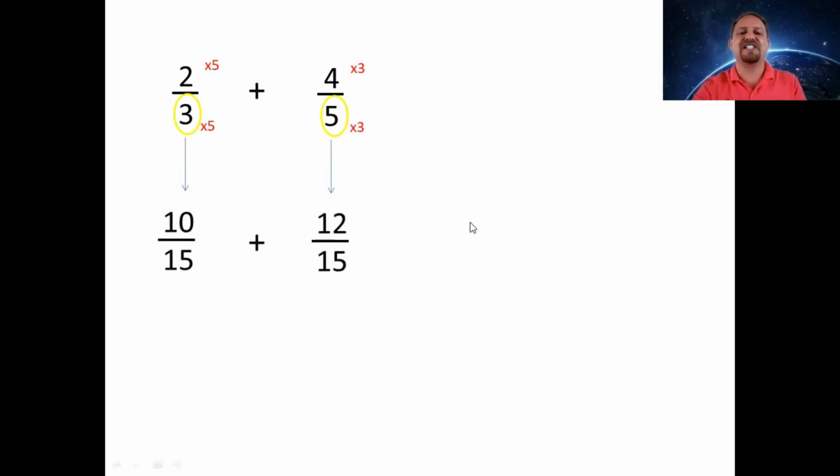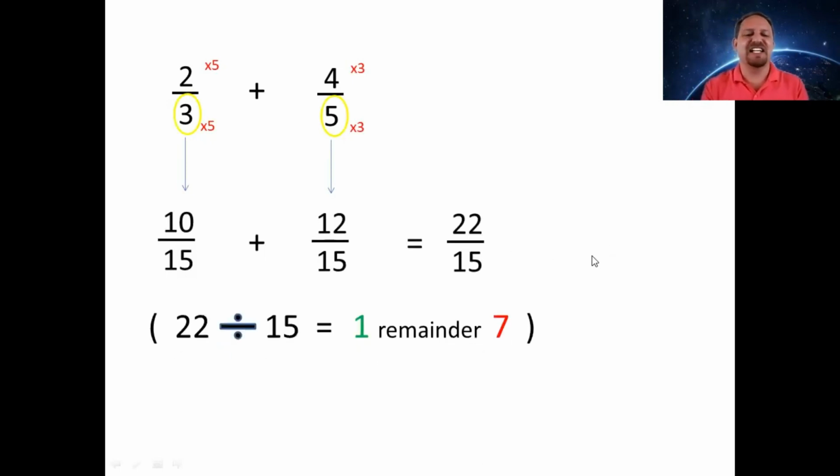So now we have 10 over 15 plus 12 over 15 gives us 22 over 15. Last but not least, we divide 22 by 15, which gives us 1, remainder of 7. I had the wrong colors here, but your whole number 1 goes as the whole number, and your remainder 7 goes as the numerator, doesn't it? So 1 and 7 over 15.